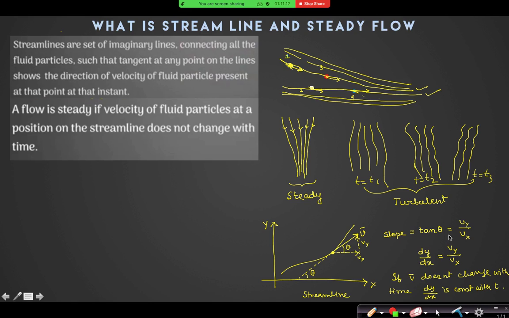So what type of motion is that? Steady flow or turbulent flow? Yes, steady flow. Now if the magnitude of V changes, then what changes?